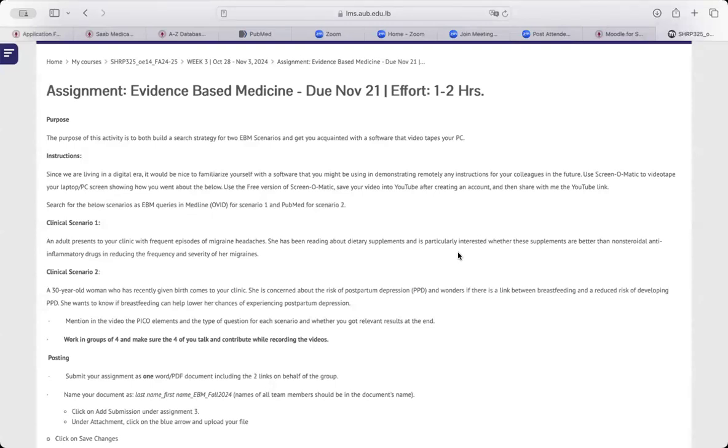So the concepts we have here are two: breastfeeding and postpartum depression. So my PICO elements are first the population. It's concerning women who have recently given birth. The intervention is breastfeeding compared to not breastfeeding, and the outcome is the risk of developing postpartum depression.